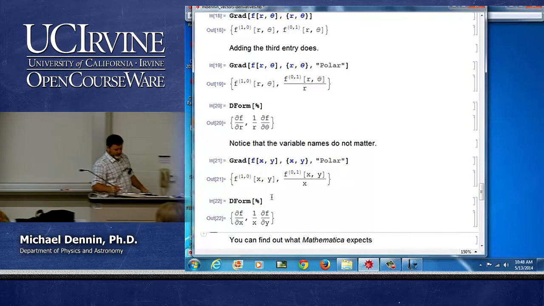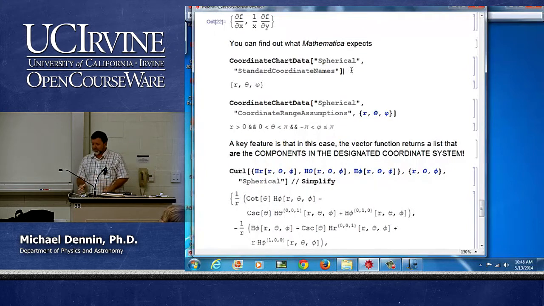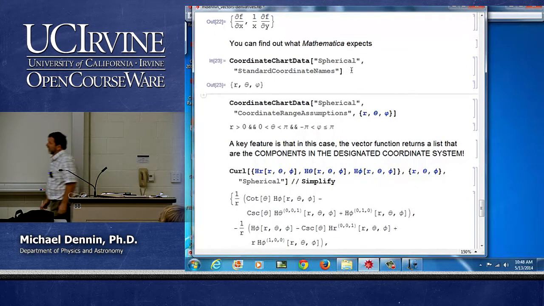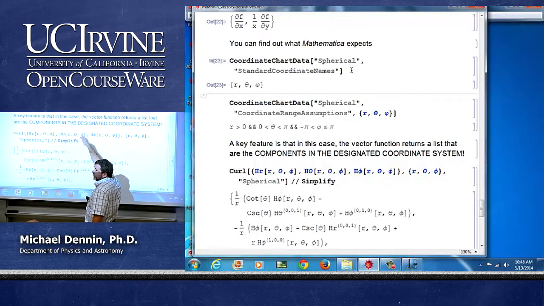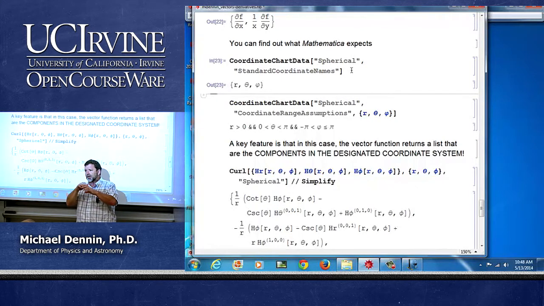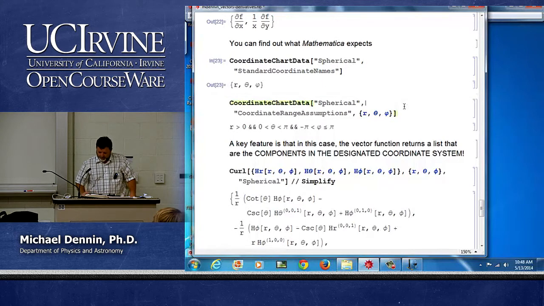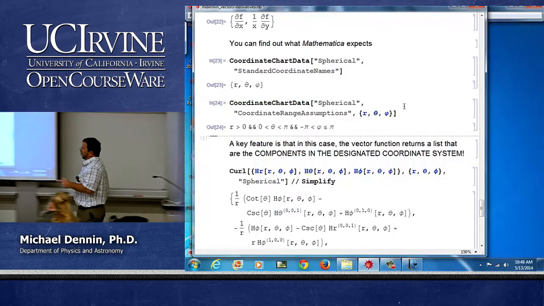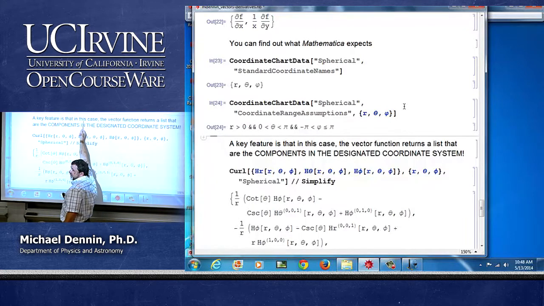The final piece, or 2 pieces, is there is a command coordinate chart data, and it will tell you things like what it expects the standard names to be. So for spherical, it uses r theta phi. And if you remember, I said in physics you often see in books that we write it r phi theta, where theta is the azimuthal one, a lot of times. But Mathematica does it this way, and you know which is which, because the theta is the one going from 0 to pi. So that's the one relative to the z-axis. And notice, as I said, Mathematica goes minus pi to pi for the phi, not 0 to 2 pi.